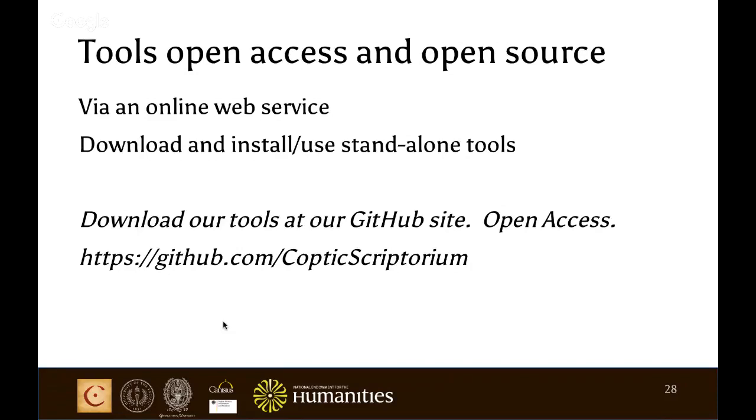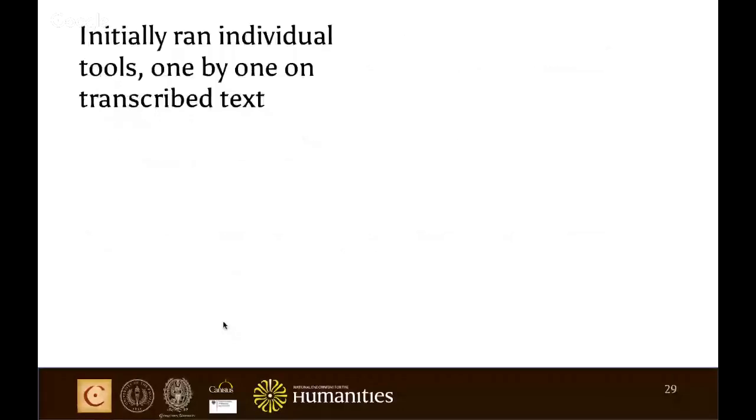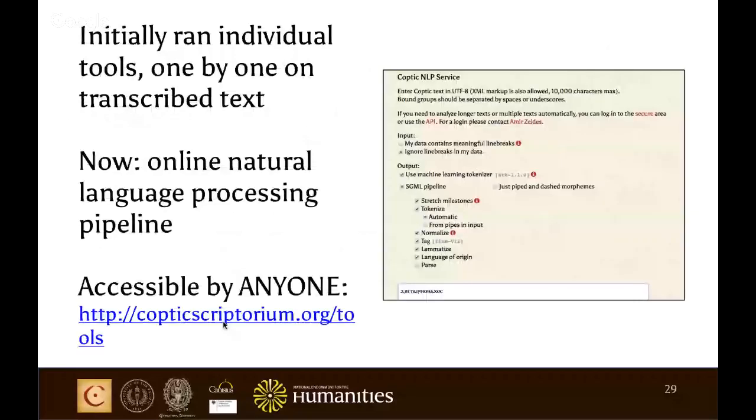But now we have a web service. So you can download the tools, but you can also just use them on our web service. And again, you can access them via our main website portal. If you just click on the tools, you will see a number of tools, especially a link to our Coptic natural language processing service. And here you can see little options for all of the tools I just described, right?